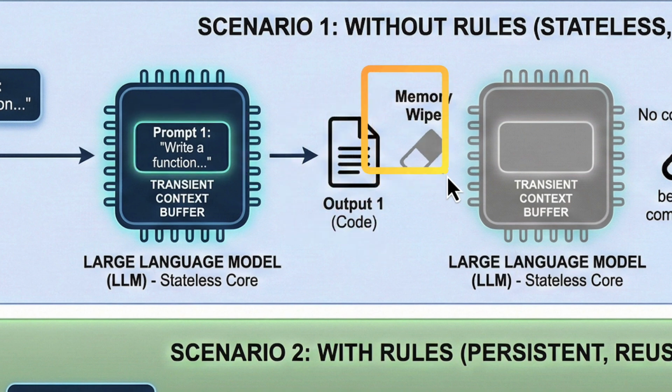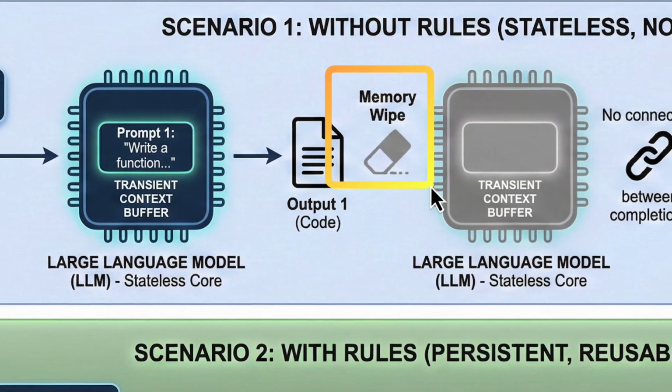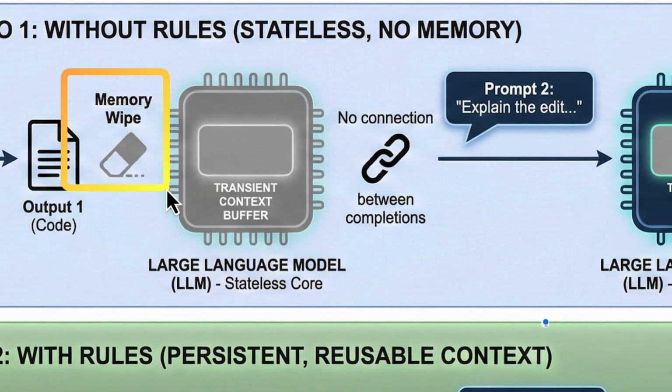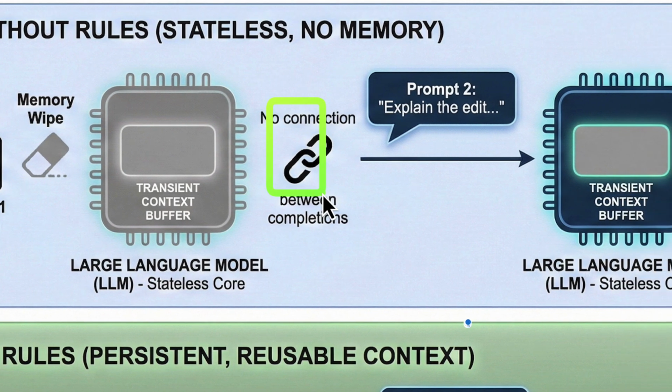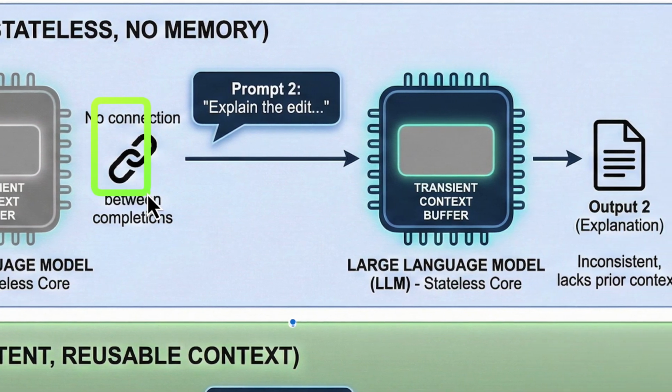And here is the crucial part. Look at the eraser icon labeled memory wipe right after the output, which is this one here. As soon as the AI finishes your request, that scratch pad is completely erased. The AI is stateless, meaning it holds onto nothing. Then the disconnect. Notice the broken chain link, which is this one here. This emphasizes that there is absolutely no connection between one interaction and the next.